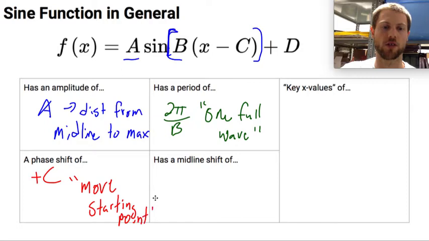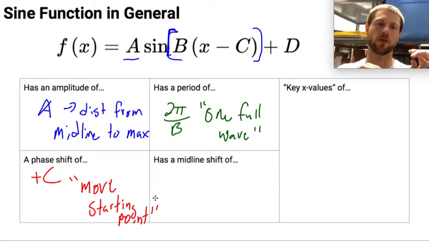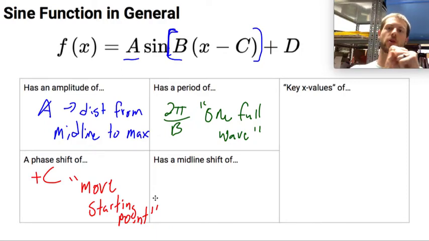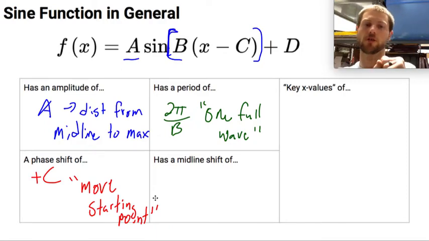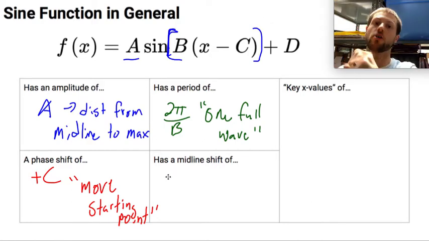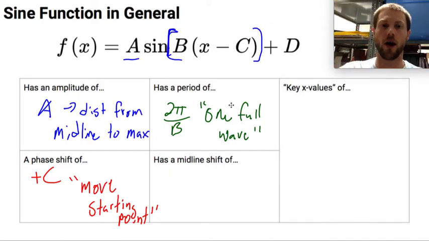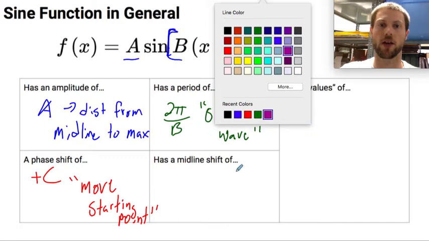And the tricky thing is there isn't really one starting point for these waves because they go on forever periodically, but I like to think of 0, 0 as the original starting point for these sine functions. So in that way we can think of it as moving left or right from that initial starting point of the phase. And then finally we talk about the midline shift.